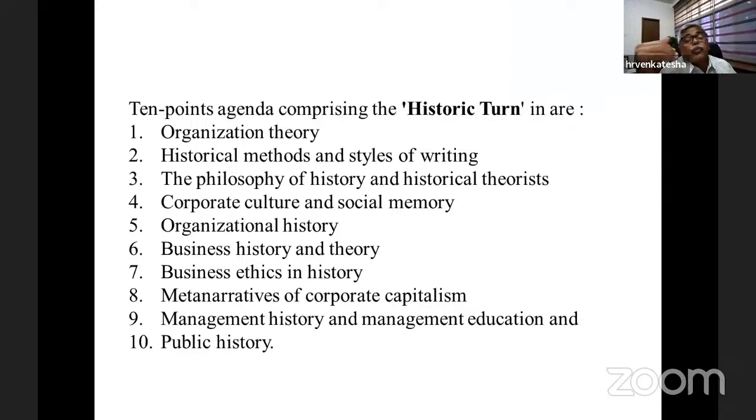The points they explain are, first, from the organizational theory perspective, we have to study business history. These are the 10 points coined by these authors, the 10-point historic turn. Historical methods and styles of writing. The philosophy of history and historical theories. Corporate culture and social memory. Please understand, this is very important: corporate culture and social memory. What do they mean by this?